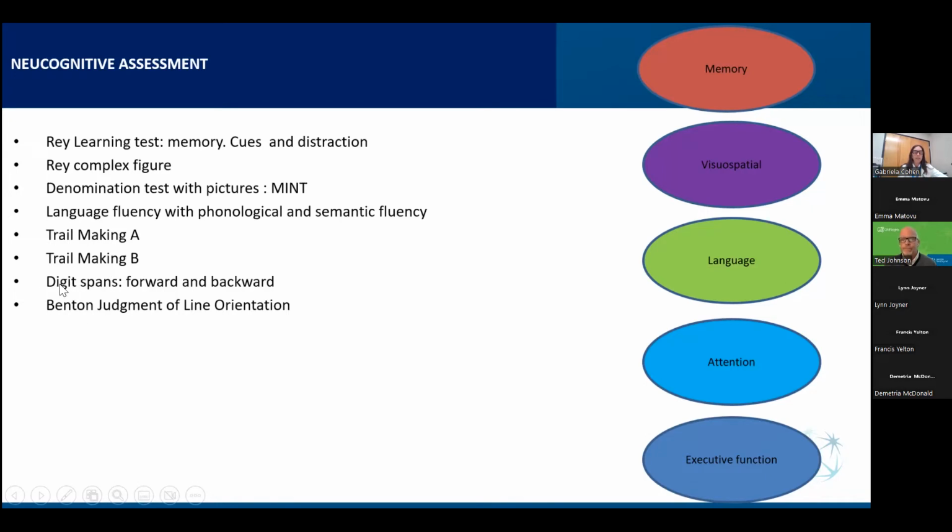Then we test for attention using the Digit Spans. And finally, we do some more tests for visual spatial. So it's a very complete workup. We're really testing all these cognitive domains that you see here on the right, okay?